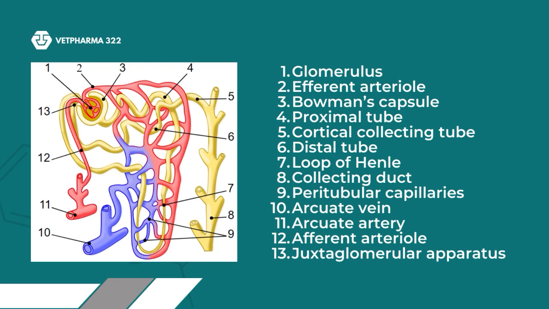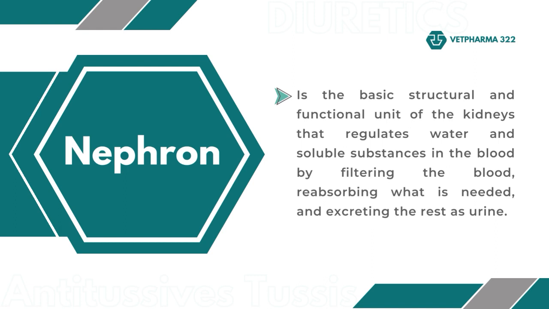The nephron is the basic structural and functional unit of the kidneys that regulates water and soluble substances in the blood by filtering the blood, reabsorbing what is needed, and excreting the rest as urine.